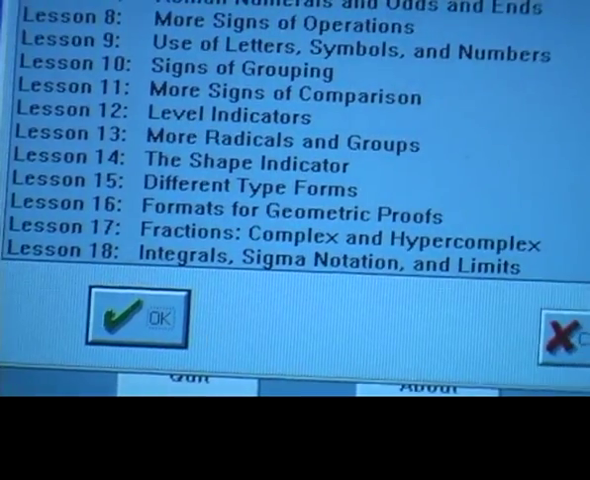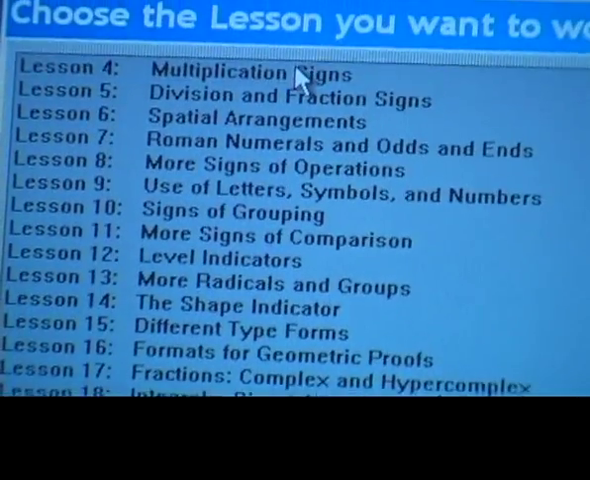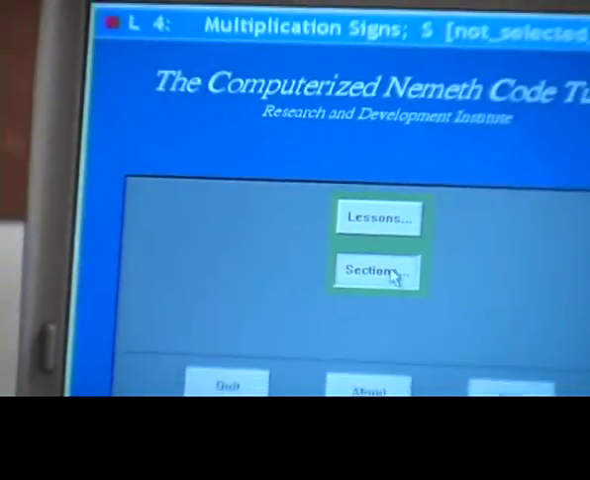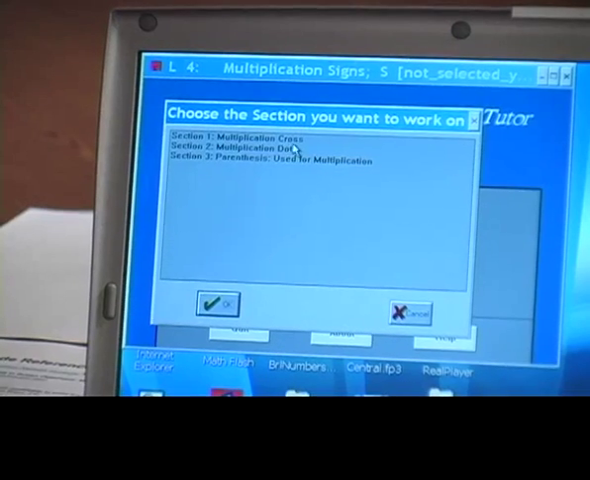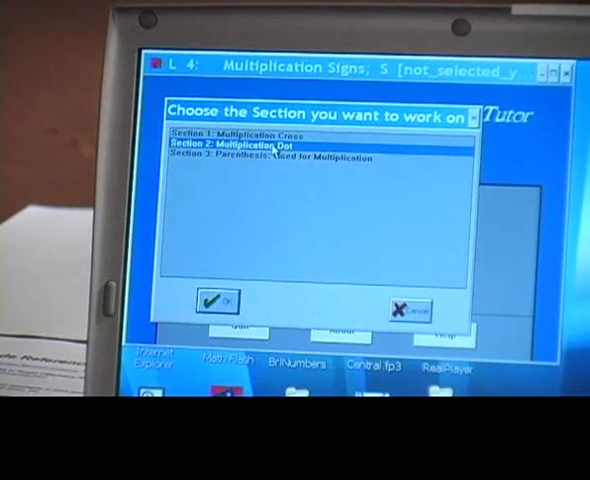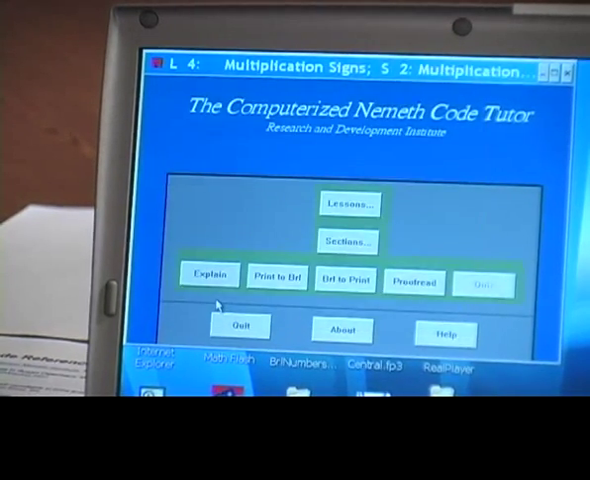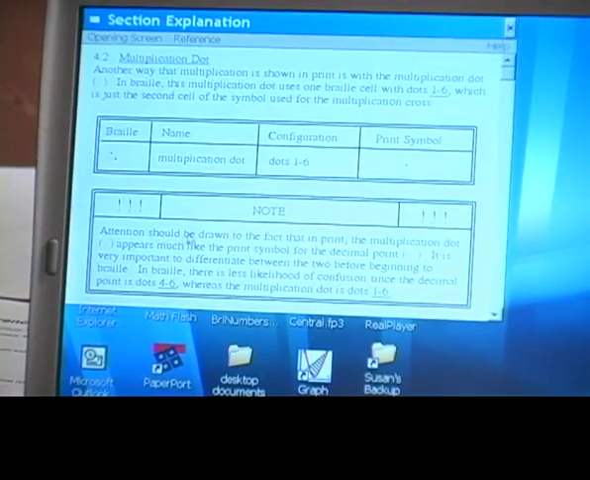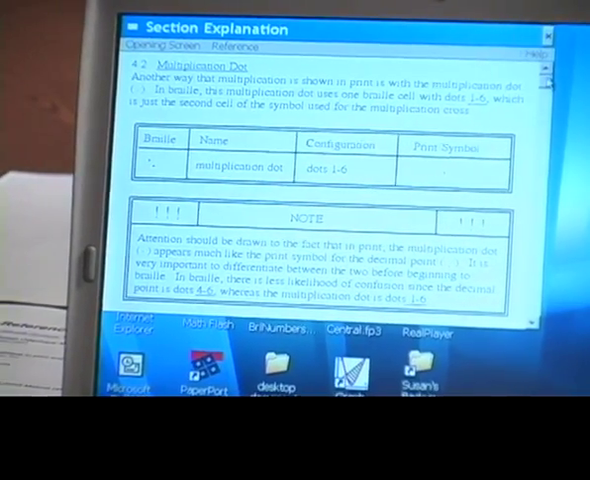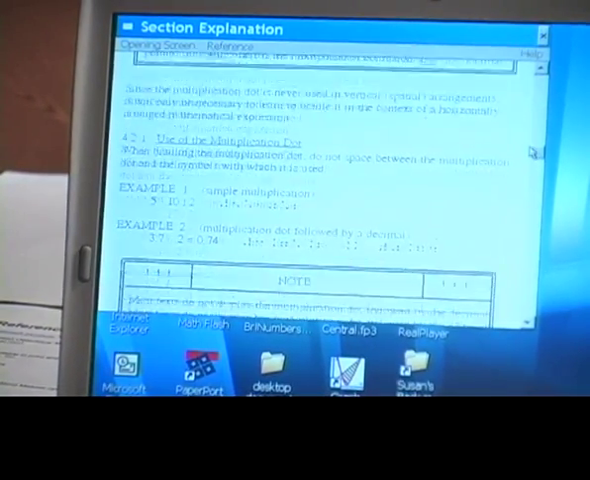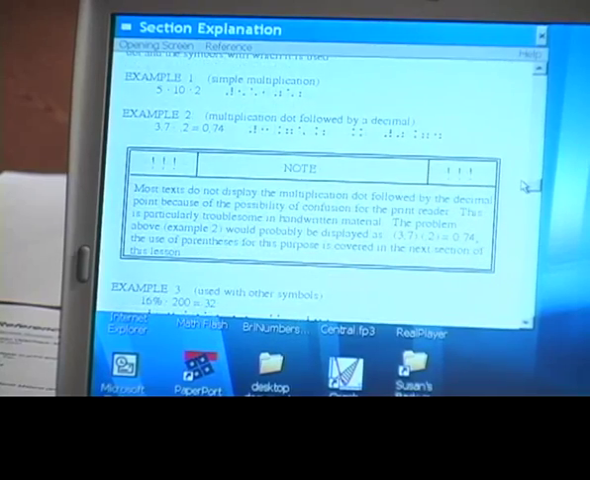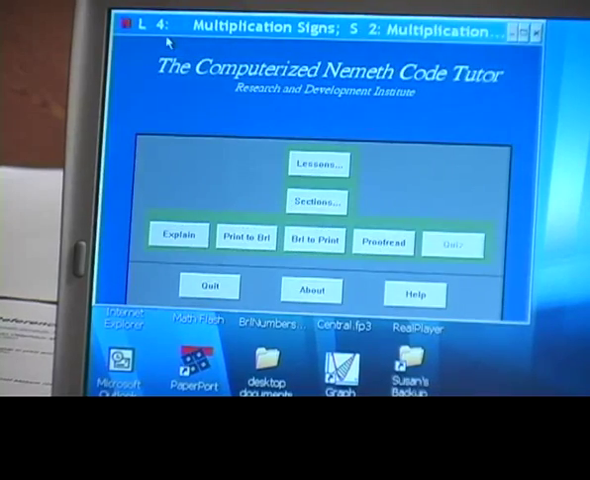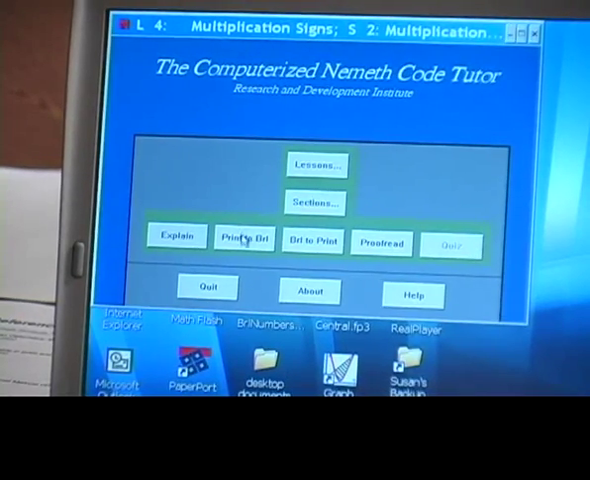And let's just pick something. Let's pick maybe multiplication signs. Okay, so we're going to say okay, and then we have to pick a section, and let's say we want the multiplication dot, and we say okay. And then we'll get an explanation. So it will go ahead and we'll get a whole explanation about the multiplication dot and some examples. And then we're going to go back to the opening screen and say, okay, we learned all that.